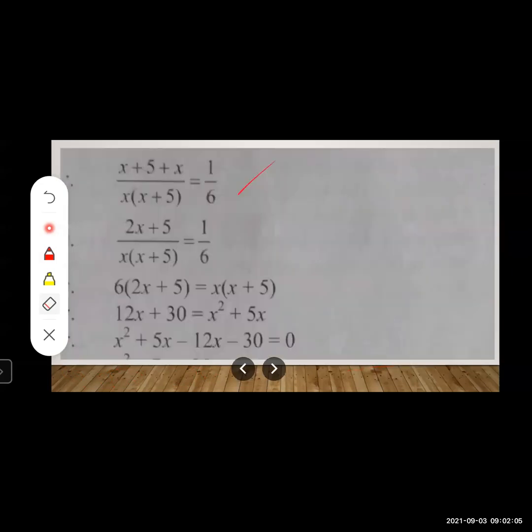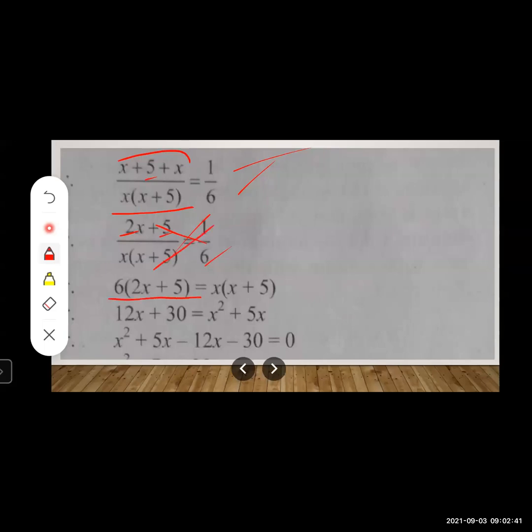Okay, so this is how you will get this step: (x + 5 + x) / (x(x + 5)) = 1/6. Further simplification, you will get (2x + 5) divided by x(x + 5) equal to 1/6. Now when you cross multiply, what will you get? 6(2x + 5) = x(x + 5).